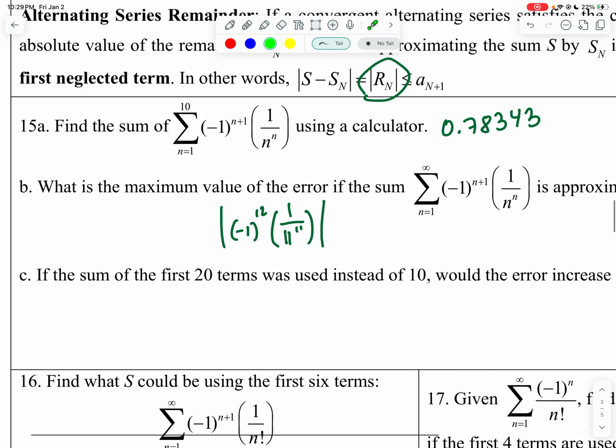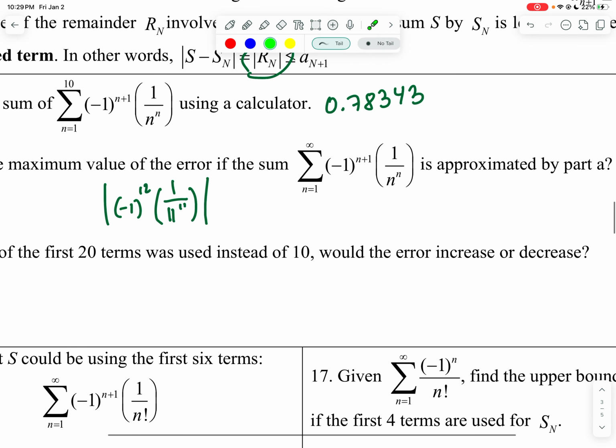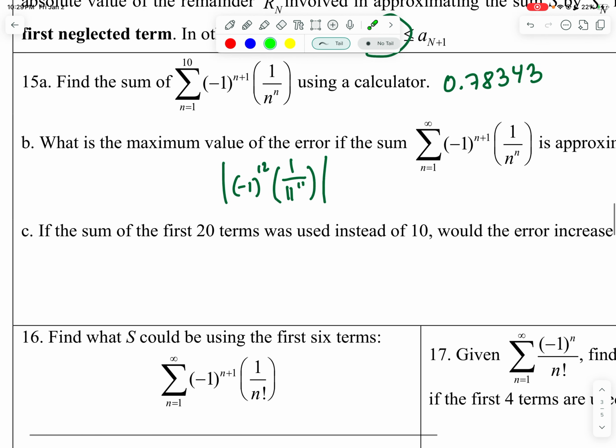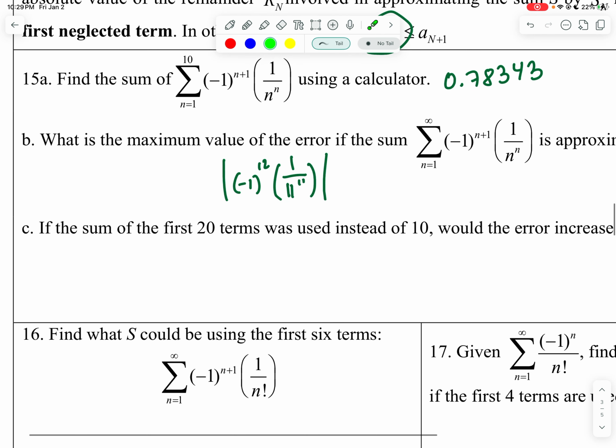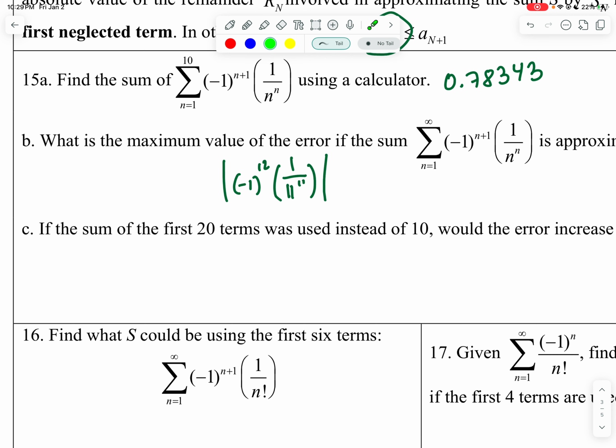Now, if we use the first 20 terms instead of 10, would the error increase or decrease? Well, the more terms that we have, the more accurate the series is going to get in terms of our sum. So the more terms we have, the less of an error.